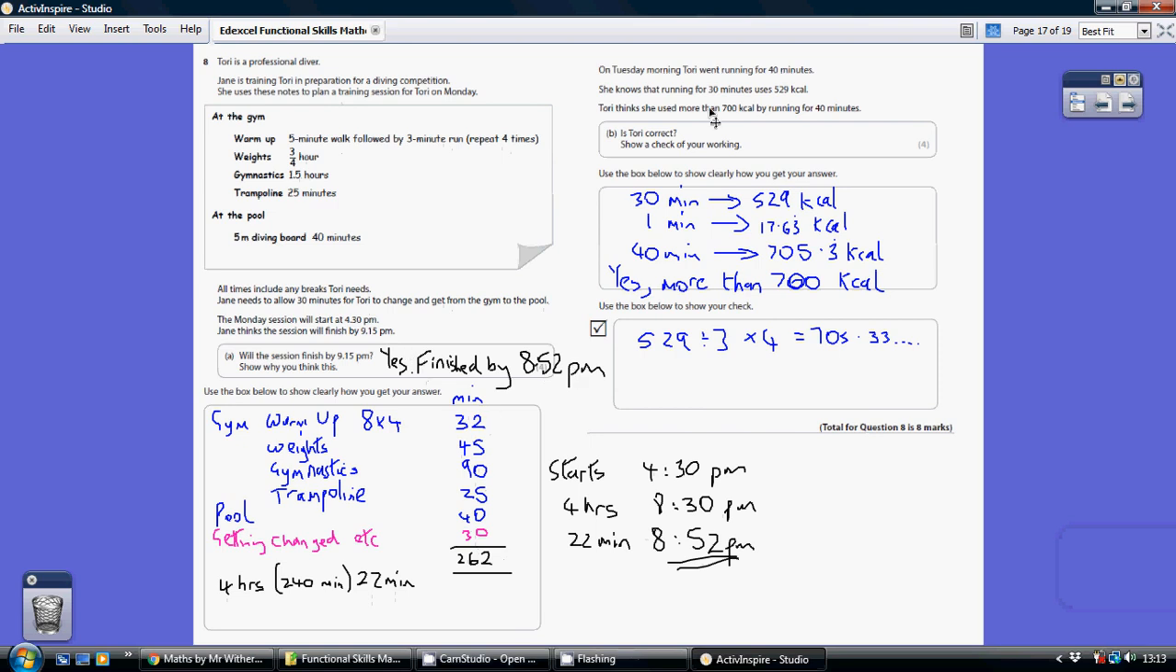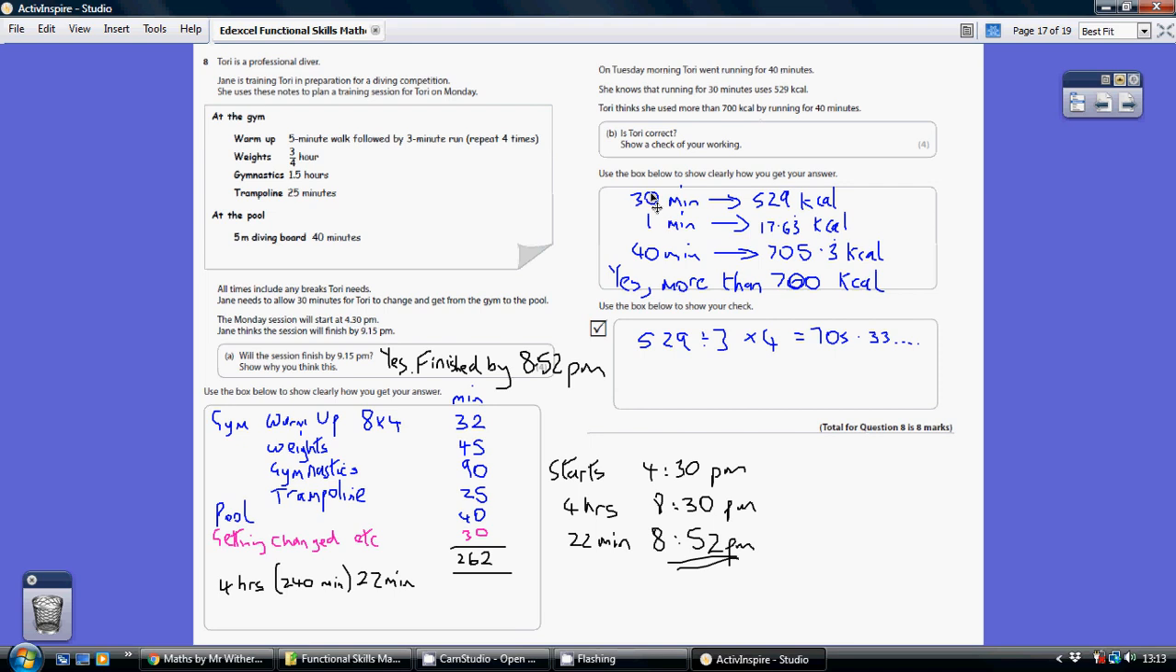Now for part B, we're told that 30 minutes of running burns off 529 kilocalories. And we want to see what 40 minutes worth would be. Tori thinks it will be at least 700. Let's see if she's right.